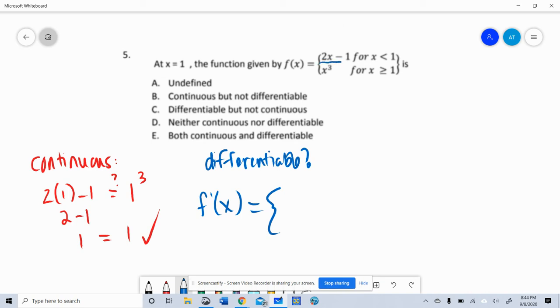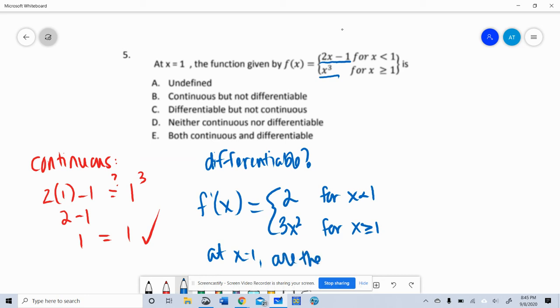So the derivative of 2x minus 1, well, that's just a line with a slope of 2. And so its derivative is, of course, always going to be 2 for x less than 1. And then in my second piece, I've got x to the third. So that derivative would be 3x squared for x greater than or equal to 1. So the question is, at x equals 1, are the values of f prime of x the same?